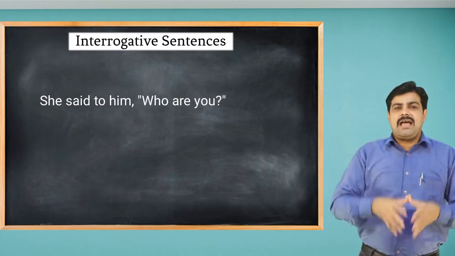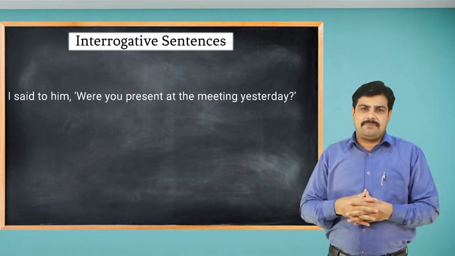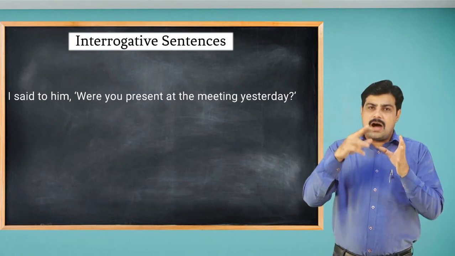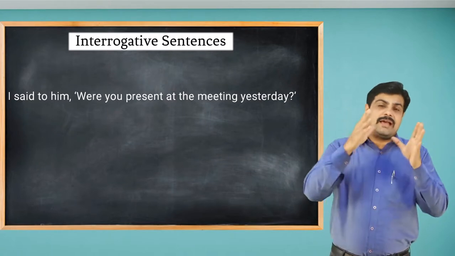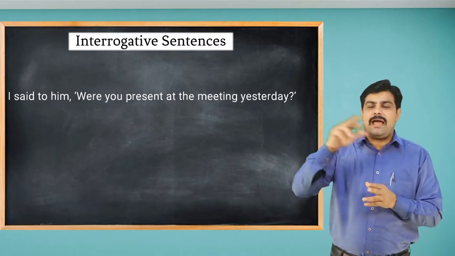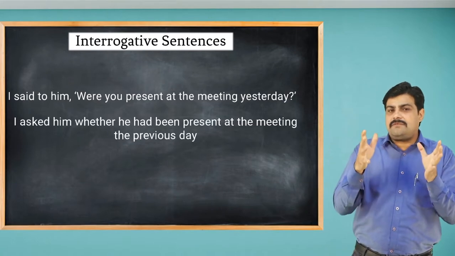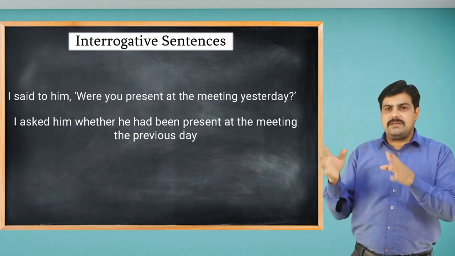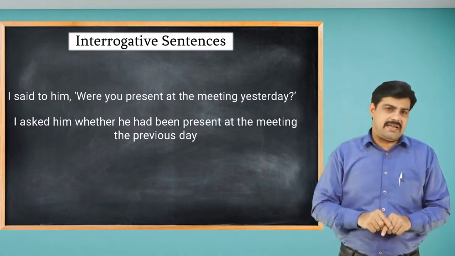Let's take another sentence. I said to him, "Were you present at the meeting yesterday?" Now in the indirect of this sentence, "said to" will be changed into "asked". "Whether" will be used because it starts with a helping verb, okay, and the tense will be changed into "had been", past perfect. So the indirect of this sentence would be, I asked him whether he had been present at the meeting the previous day. "Yesterday" will be changed into "the previous day".